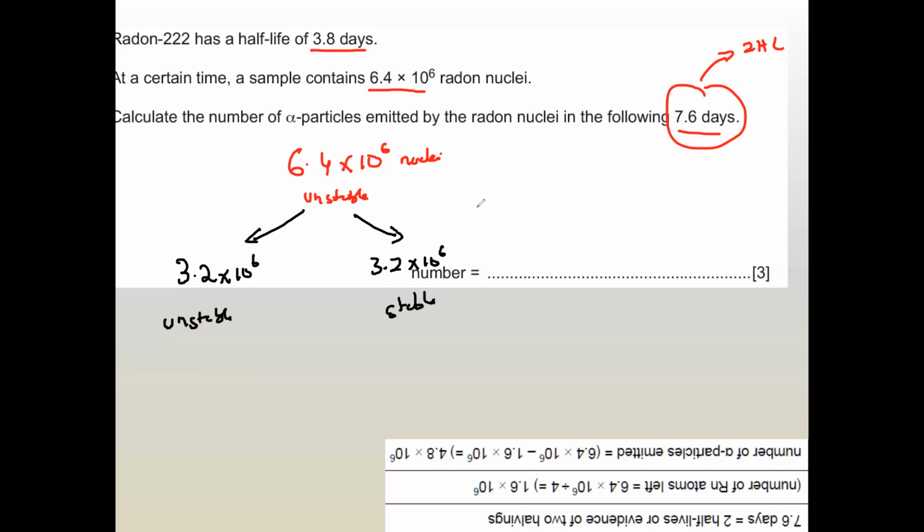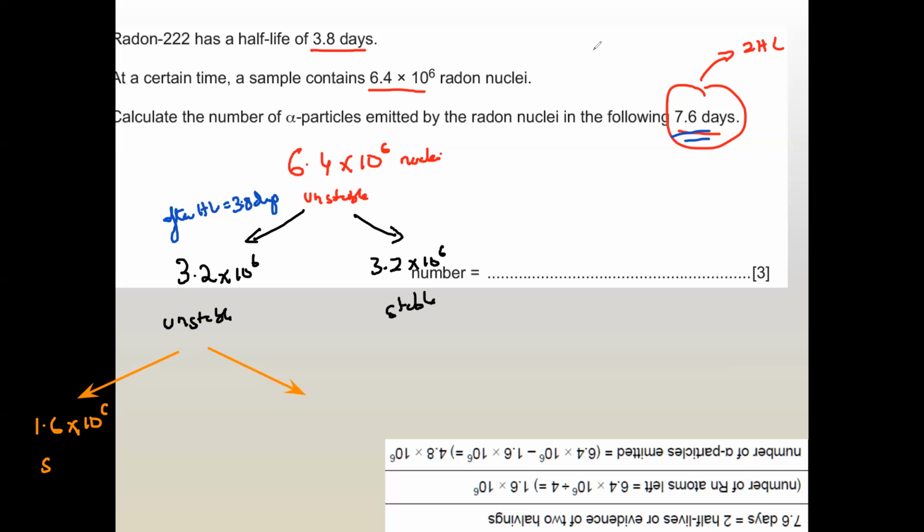Stable ones mean they already emitted radiation. They gave out alpha particles. So how much interval has passed? Because this always happens after the half-life. So after the half-life, or after 3.8 days, this is what happened. Then because we want to find after 7.6 days, it means the second half-life. So after another half-life, what will happen? The unstable ones will further decay. And out of the 3.2, 1.6 into 10 to the power 6 will be stable.